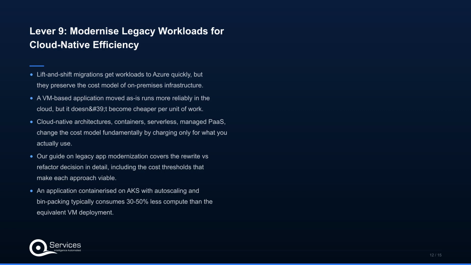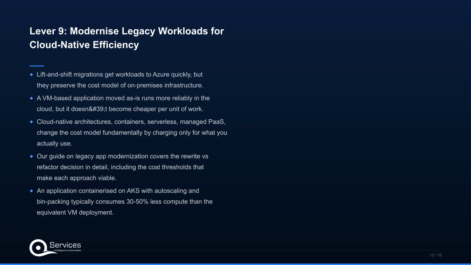Lift and shift makes sense when speed to cloud is the priority: meeting a data center exit date, avoiding a hardware refresh cycle, or enabling a hybrid cloud Azure setup while modernization happens in parallel. The cost optimization opportunity then comes in Phase 2: replatforming to App Service or AKS, refactoring event-driven workloads to Azure Functions, and replacing self-managed databases with Azure SQL or Cosmos DB.